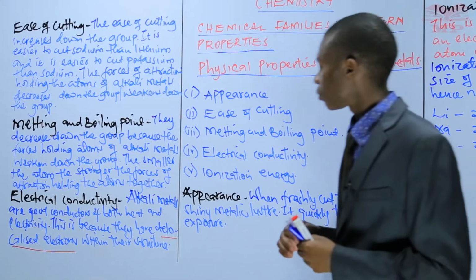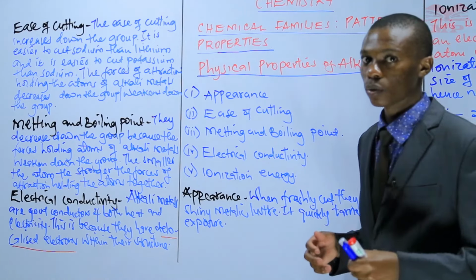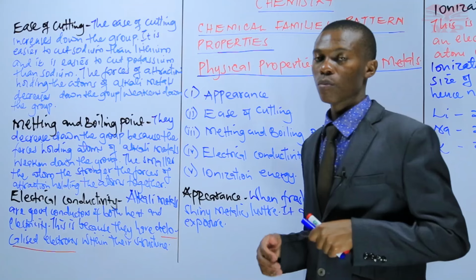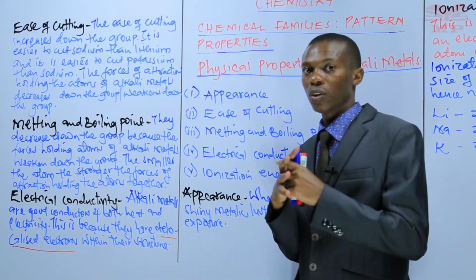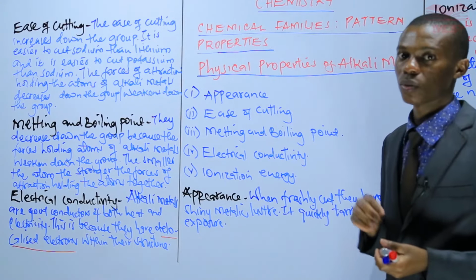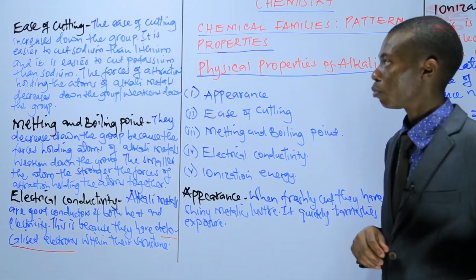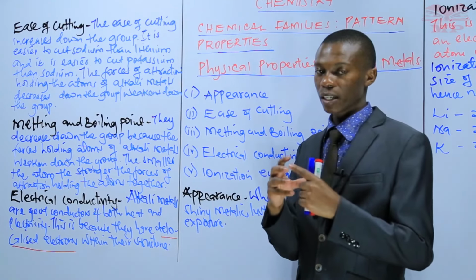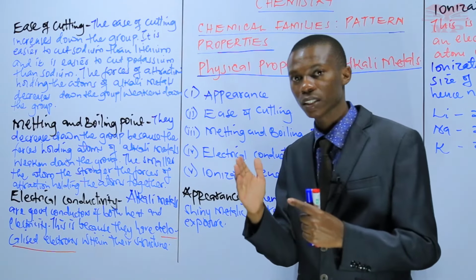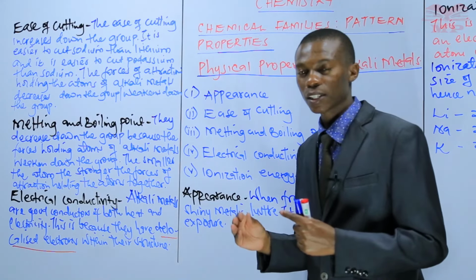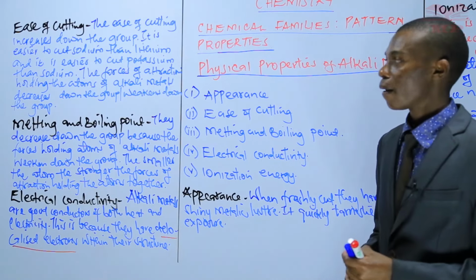Second, we have discussed the ease of cutting, and you have said that the ease of cutting increases down the group, or becomes easier as you move down the group, because the forces of attraction holding the atoms decrease as you go down the group. So the forces are stronger in lithium compared to sodium, and more in sodium compared to potassium. And therefore, because cutting involves breaking those forces of attraction, you require more energy, or it is more difficult to cut lithium than sodium, and more difficult again for sodium compared to potassium.